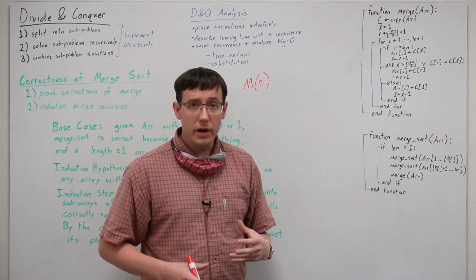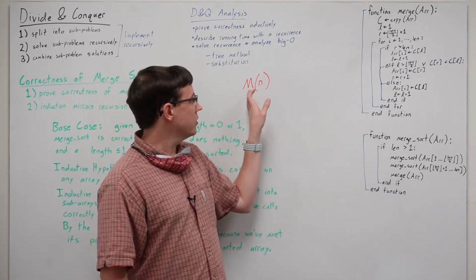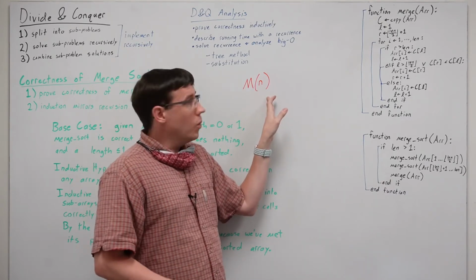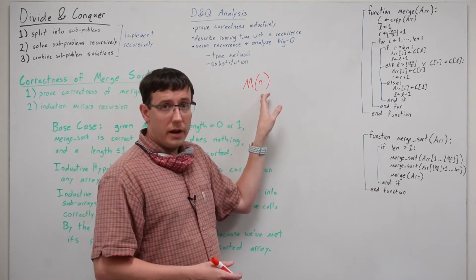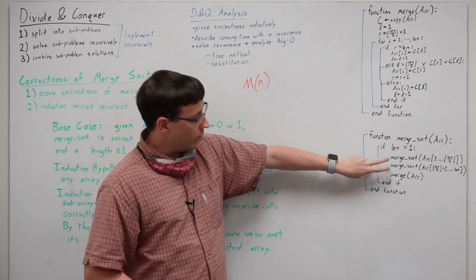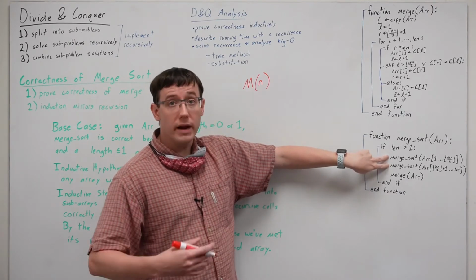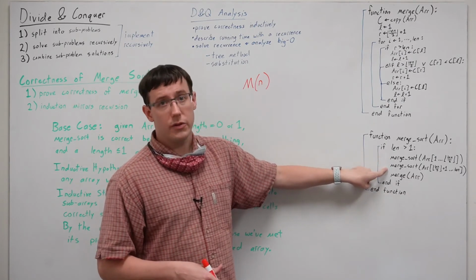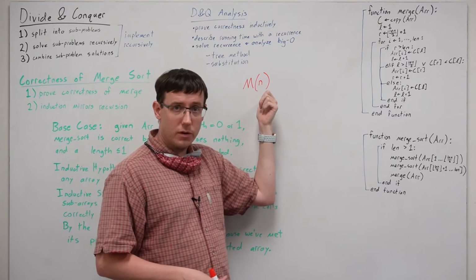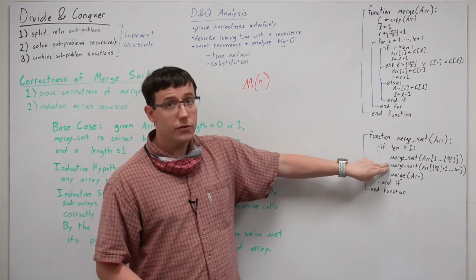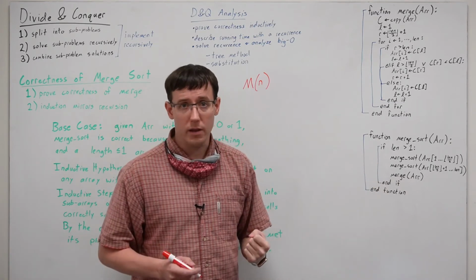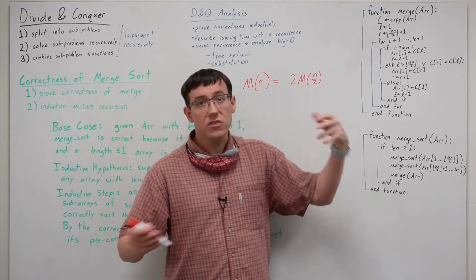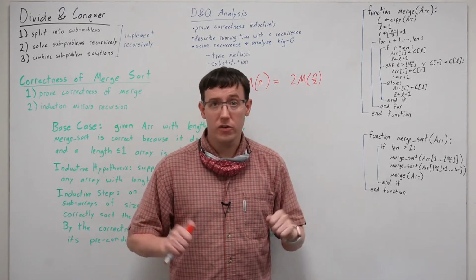We'll describe the running time of merge sort with a function m that depends on the input size n. And when we run merge sort on a size n array, we will split into two arrays of size n over 2 and call merge sort on those. So the running time of the outer merge sort includes two calls to merge sort on smaller arrays. Technically, the size of those arrays might be the floor and ceiling of n over 2 because there's potential rounding.